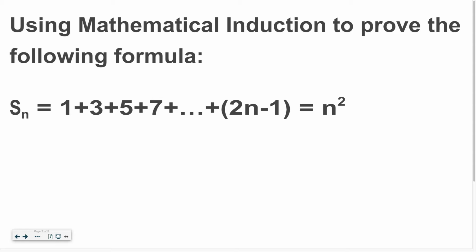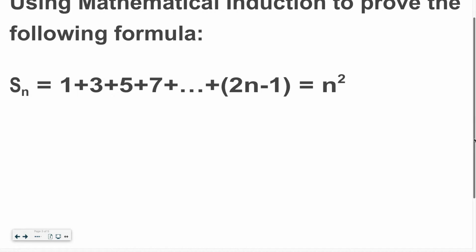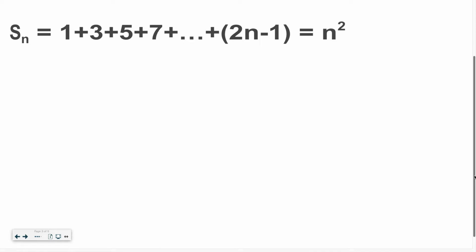So we're going to use mathematical induction to prove the following formula. So go ahead and write down this formula. We are adding up the terms of the sequence 2n minus 1. And our shortcut, however many terms there are, is the same as n squared. So on the left we have a sum of a sequence. On the right we have a shortcut, n squared.